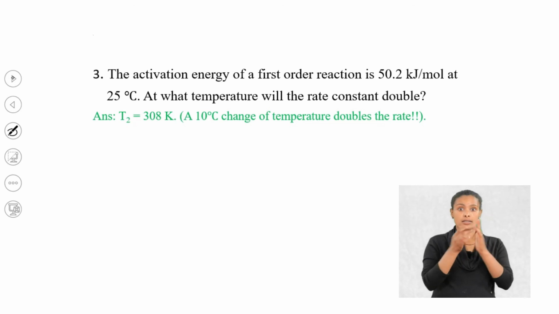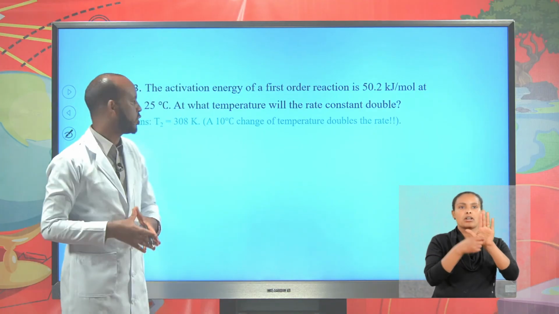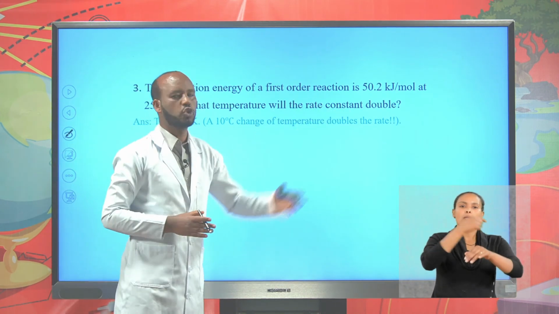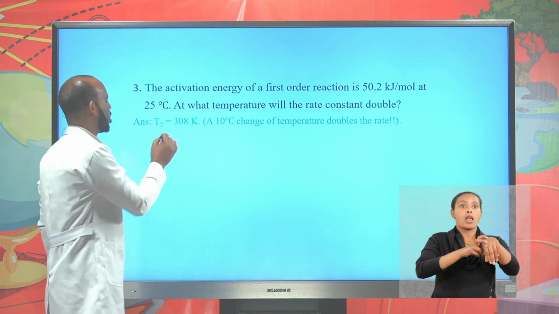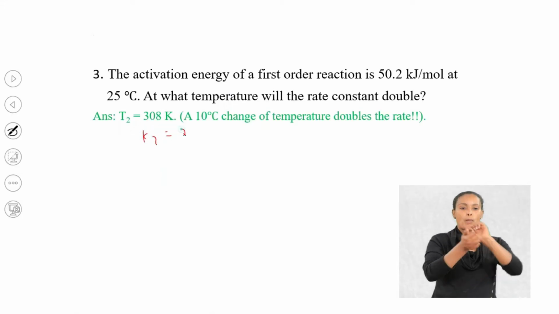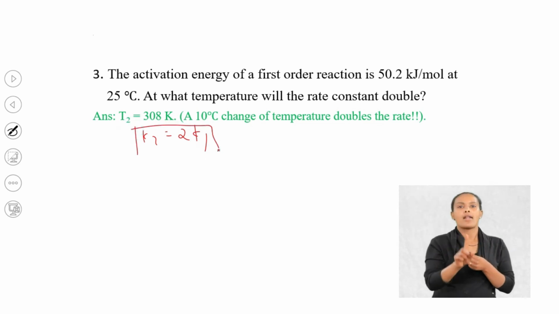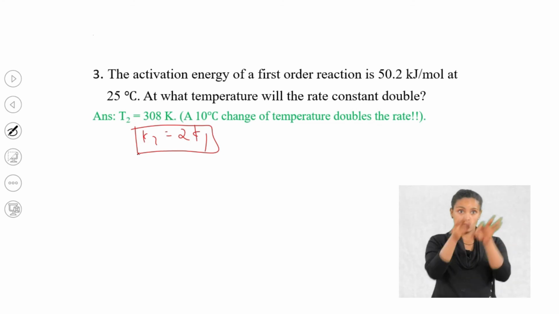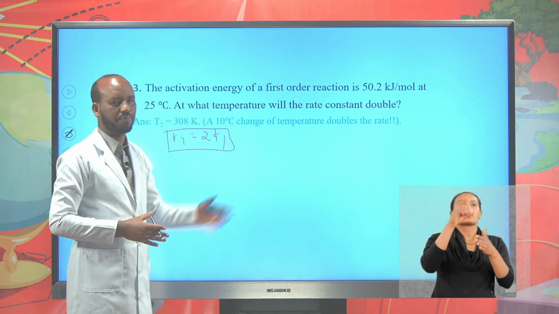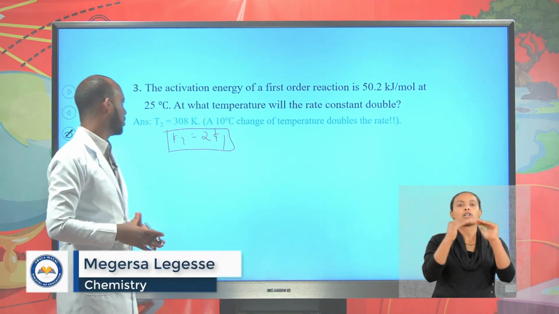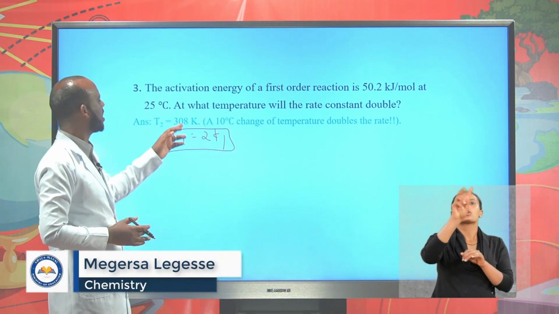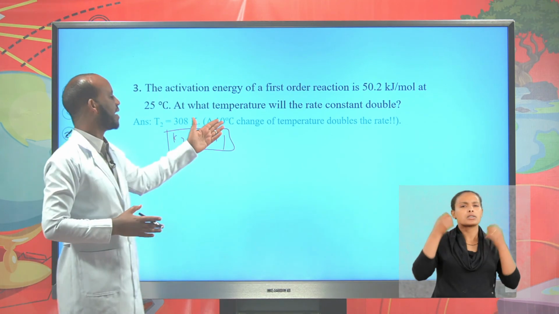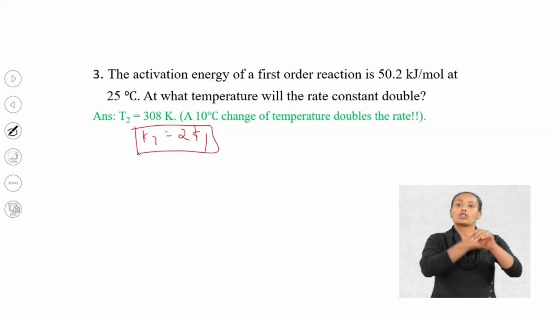Example 3: The activation energy of a first order reaction is given at 25 degrees centigrade. At what temperature will the rate constant double? That is, at what temperature does K2 become 2 times K1? Again, substituting the given values in the equation, you get T2 equals 308 Kelvin. From this, what do you understand? A 10 degrees centigrade change of temperature doubles the rate.